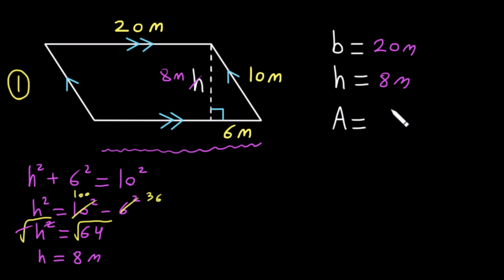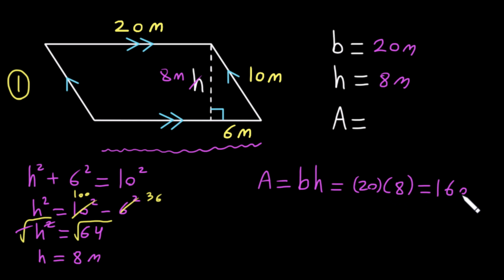Now we can find the area. The area equals base multiplied by height, equals the base, which is 20, times the height, which is 8. That equals 2 multiplied by 8, which is 16, and we put a 0 here. So we found the area of this parallelogram, which is 160 square meters. Now let's take another example.